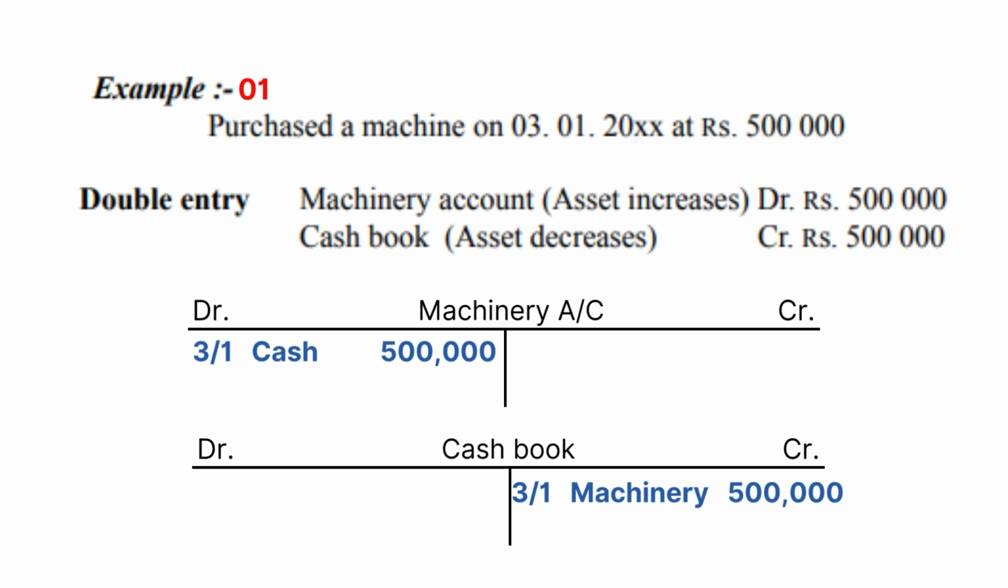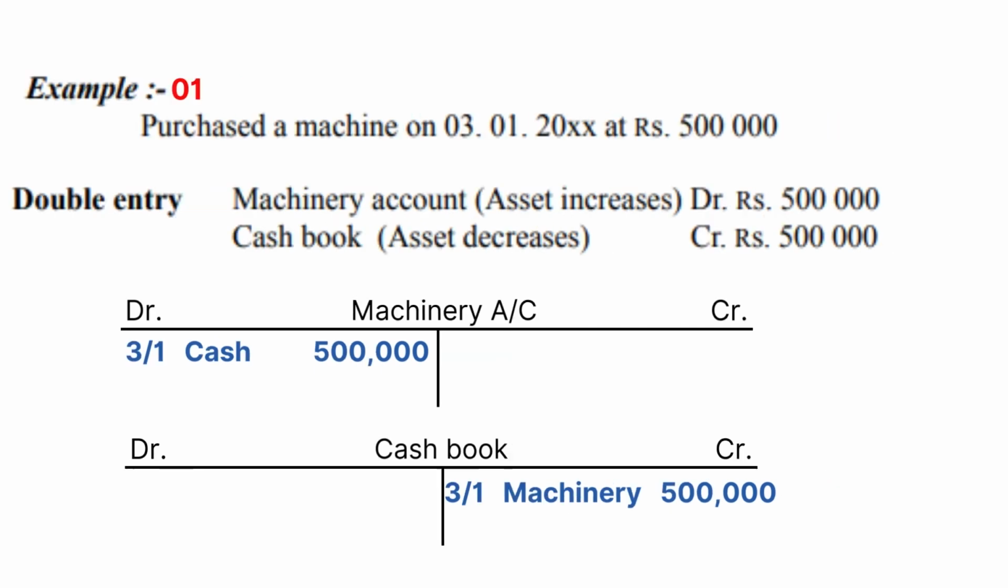And we have to write the description in the debit side of an account. We can write it as cash since we have purchased it using cash. And since our cash is going out of the business, it's decreasing, so it's recorded in credit side of the cash book. And we have to write the description as machinery since we are using the cash Rs 500,000 to purchase machinery. Then let's look at another example.